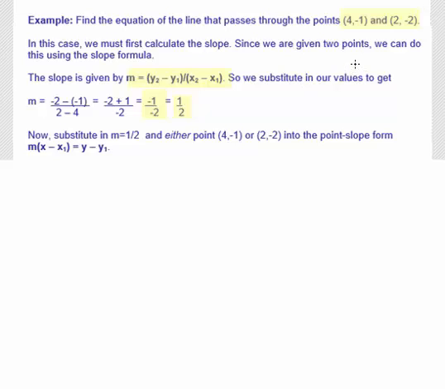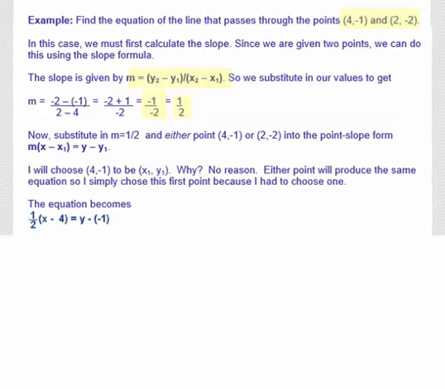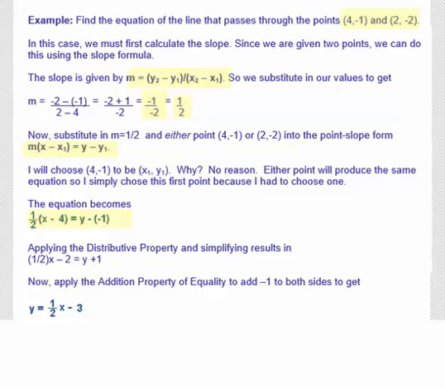and we have 2 points, we only need 1 point. So we're going to pick one of those 2 points. I'm going to choose (4, -1) to be my (x1, y1). So I'm going to plug that (x1, y1) and the slope into the point slope form, m times the quantity (x minus x1) equals y minus y1. And we get 1/2 times the quantity (x minus 4) equals y minus -1. And if we multiply through by a half and add to both sides to get y by itself, we get the slope-intercept form of y equals 1/2 x minus 3.